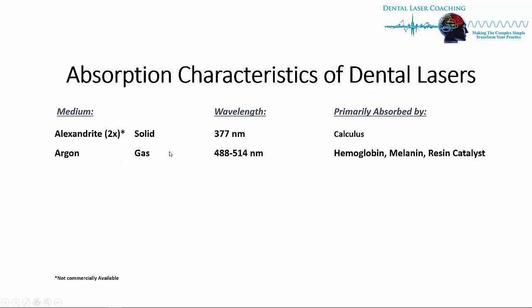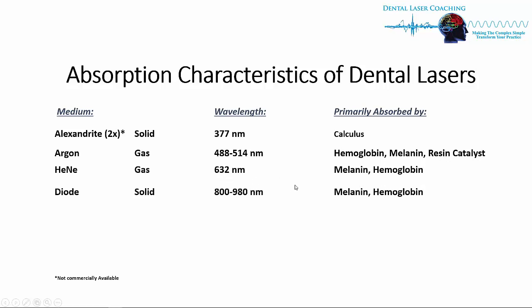We've got gases, argons in the 4 to 500s. In the color spectrum, these are very absorbent in the melanin and hemoglobin, and they're also a resin catalyst. Curing lights are used here. Helium neon, again, another gas, great with melanin and hemoglobin, as are diodes, which is our solid here around our 800s, close to 1,000, again, attracted to melanin and hemoglobin.